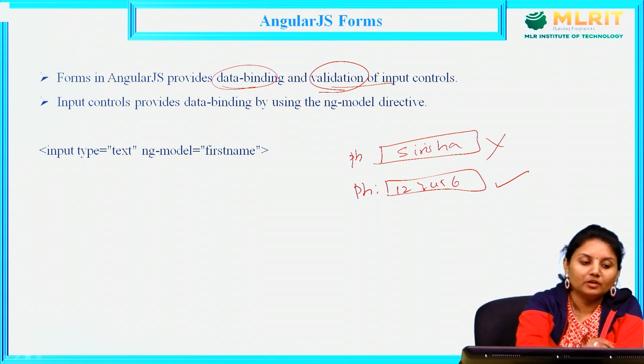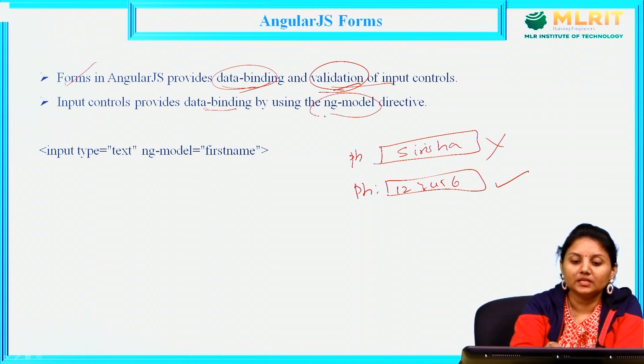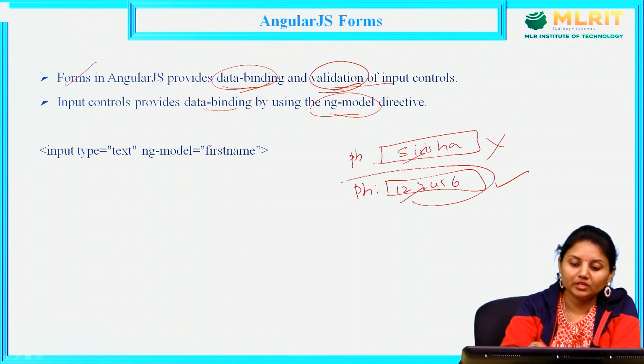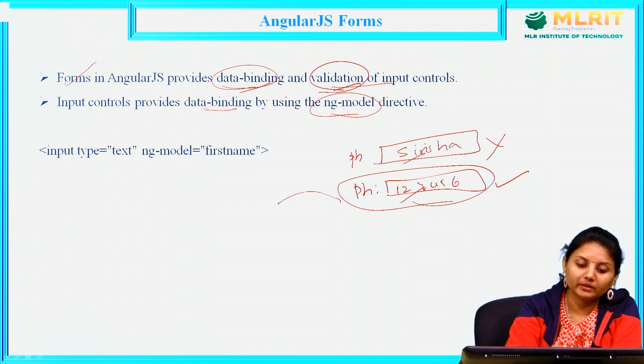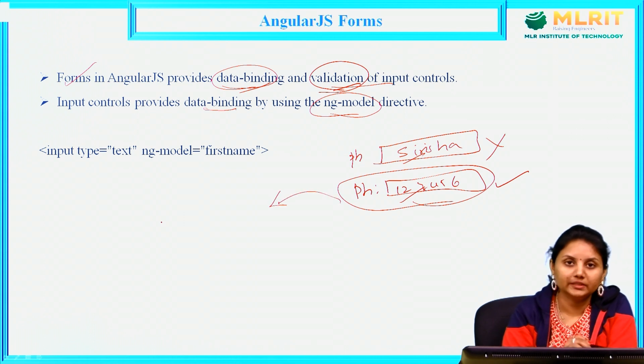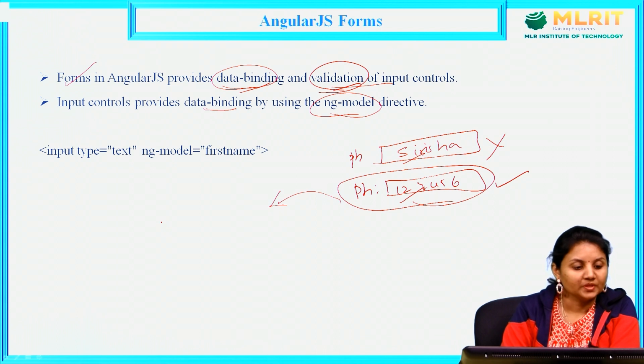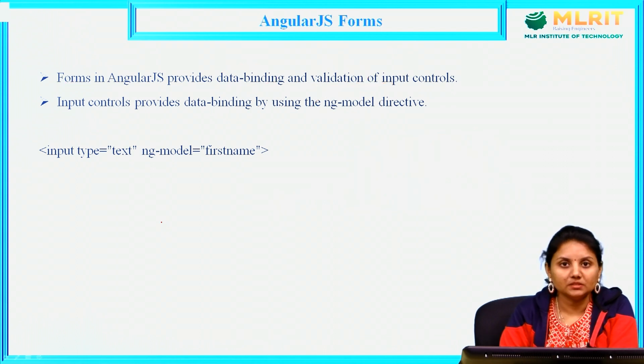The form will do data binding and validation. An input control provides data binding by using the ng-model directive. Whatever data you give in the form should get bound and taken. According to the requirement, it may be stored in the data, stored in the database, or printed in the application. So, what is the syntax for this input?